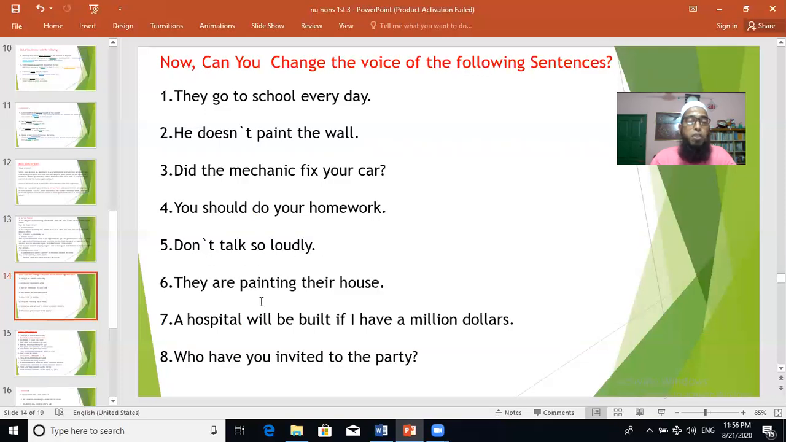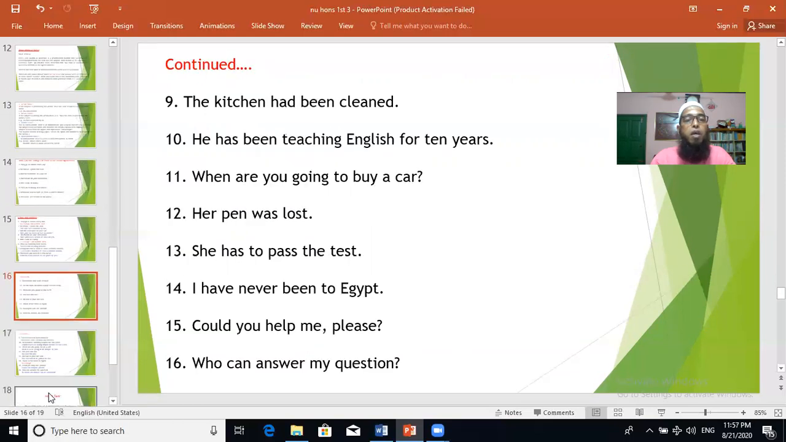Don't talk so loudly. They are painting their house. A hospital will be built if I have $1 million. Who have you invited to the party? More examples are here. The kitchen had been cleaned. He has been teaching English for 10 years. When are you going to buy a car?